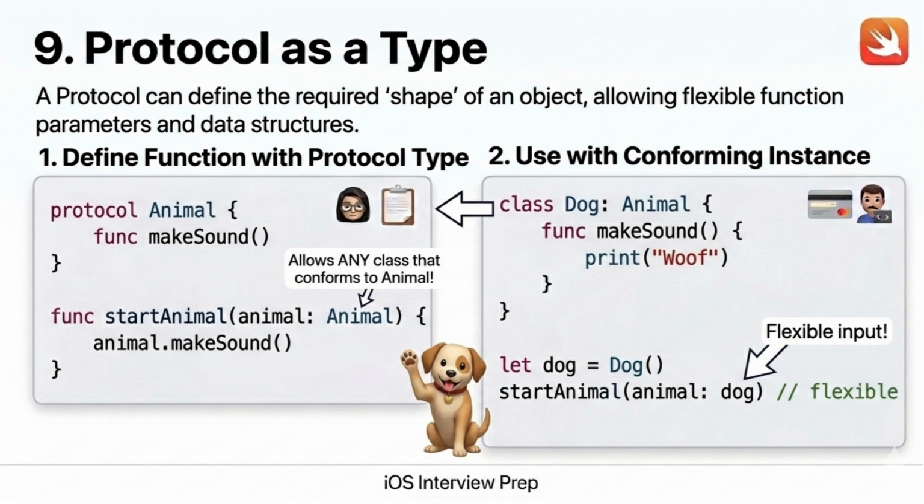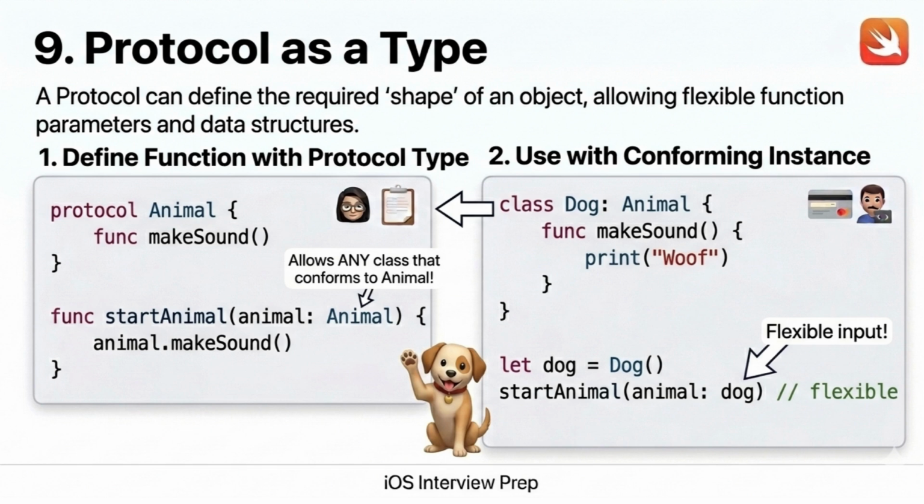Now we can check the protocol as a type. How a protocol is a type. We are creating the Animal protocol, and we are passing it as a type inside the startAnimal function. And when we conform Dog to the Animal protocol, this is how we are using it. You can check out the protocol as a type example.